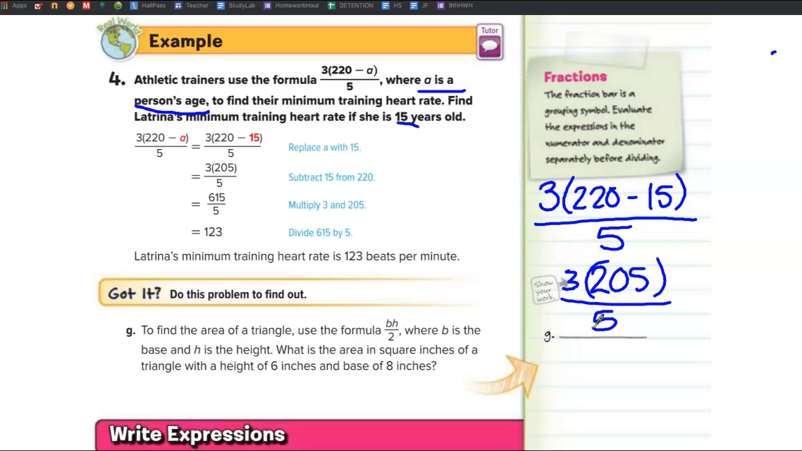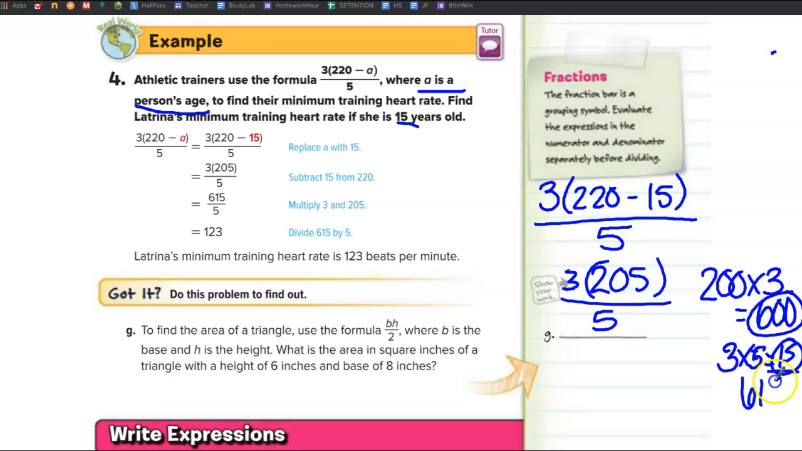Okay, let's do this mentally. How could I break up 205 so I could do it mentally, Joe? Not 20, you're close though. It'd be 200 times 3, so that is 600, but then I also have to take what times 3? 3 times 5, which gives me 15, so when I add them together, I get 615.